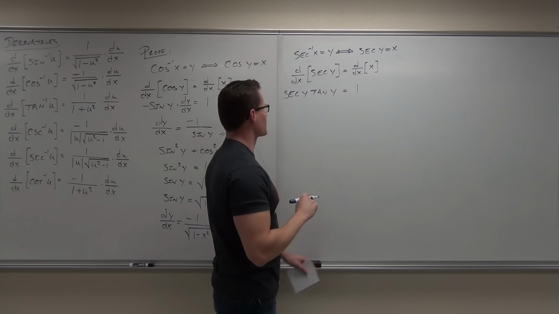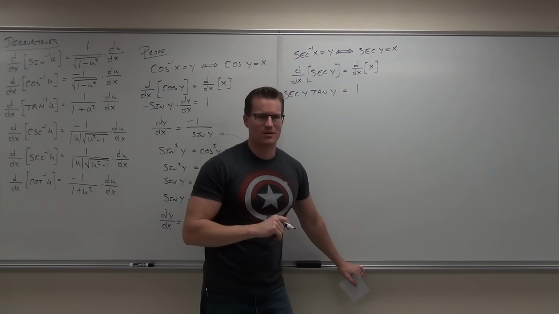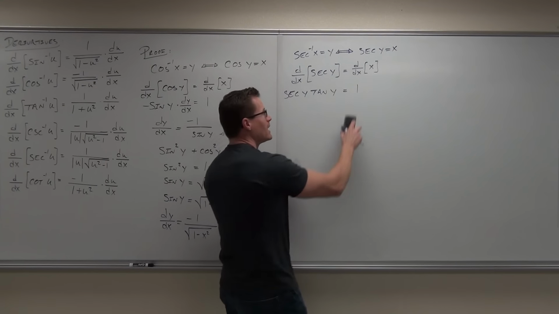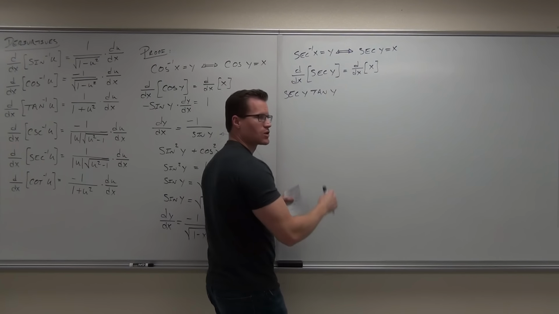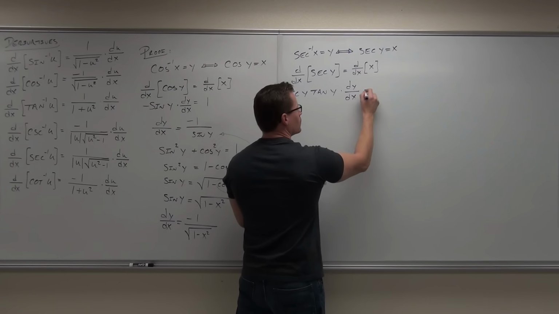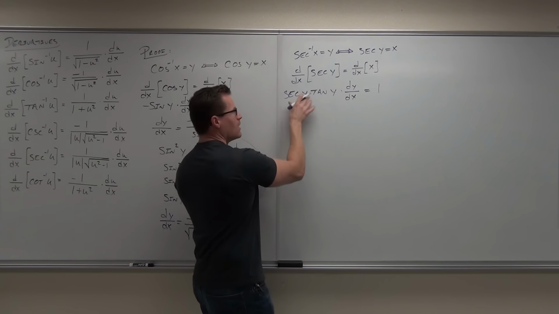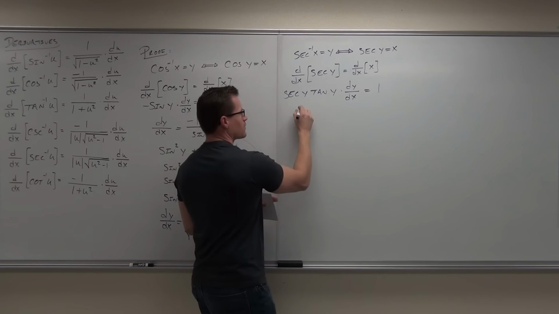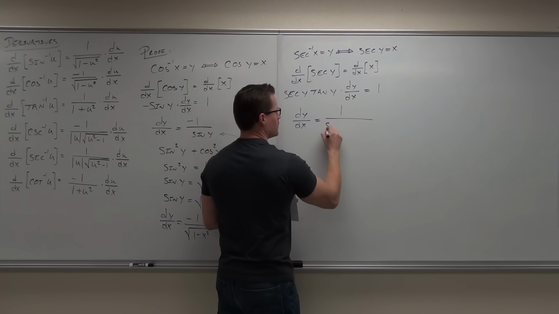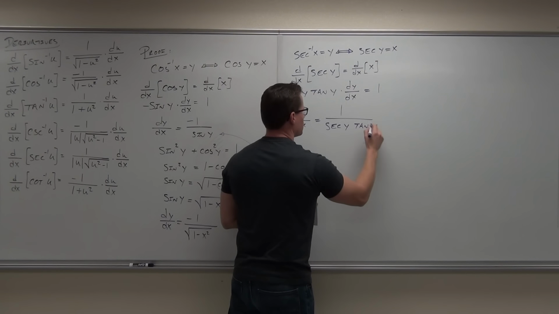Yes, sir. Okay, fantastic. dy dx. What are we missing here? dy dx. It's implicit. You have to have that dy dx. It's chain rule. Hey, y is a function of x. So if y is a function of x, you've got to show that by the chain rule. Now, if we solve for dy dx like the last time, let's just divide by this. Therefore, dy dx equals 1 over secant y, tangent y.